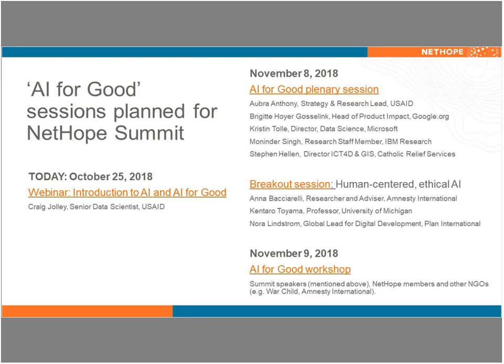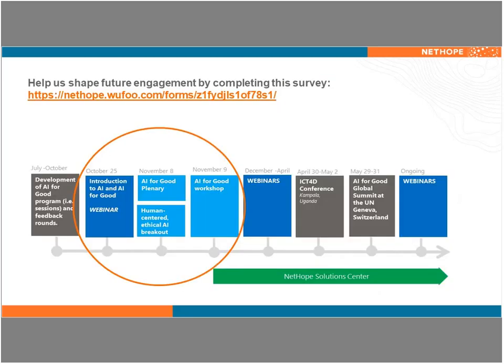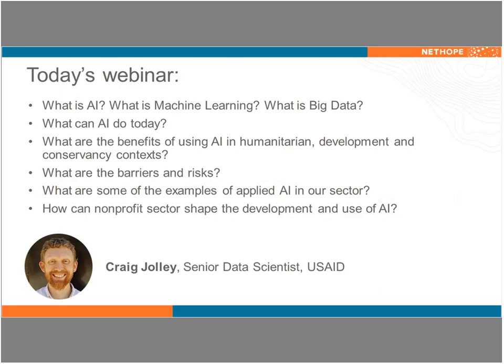Going to the next slide to give you a snapshot of the discussions we have planned for the summit, but also to emphasize the importance of this ongoing two-way communication with all of you in the NetHope community to help us shape future engagement. In fact, you can help us shape future engagement today by completing this survey and sharing with us what you'd like to hear more about, and what you might want to share with our community.